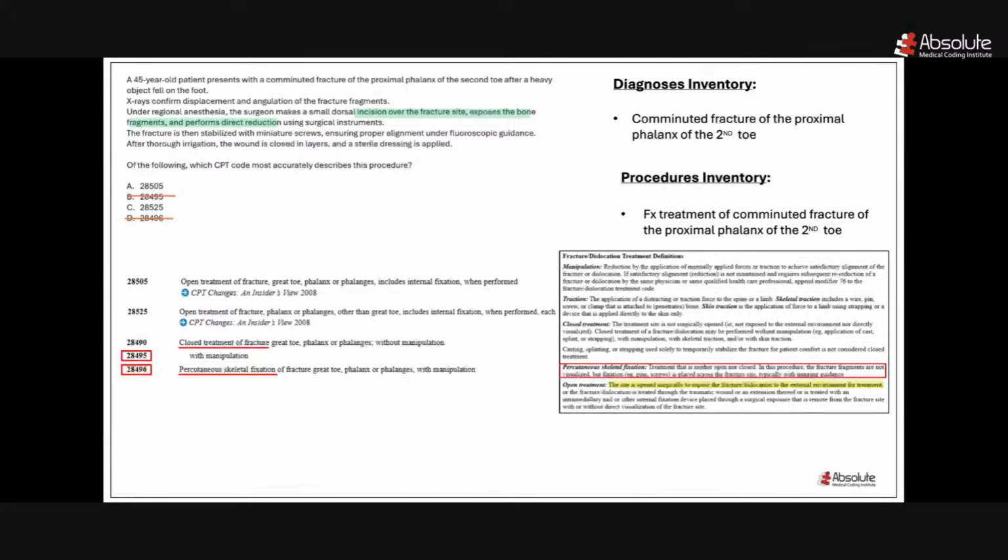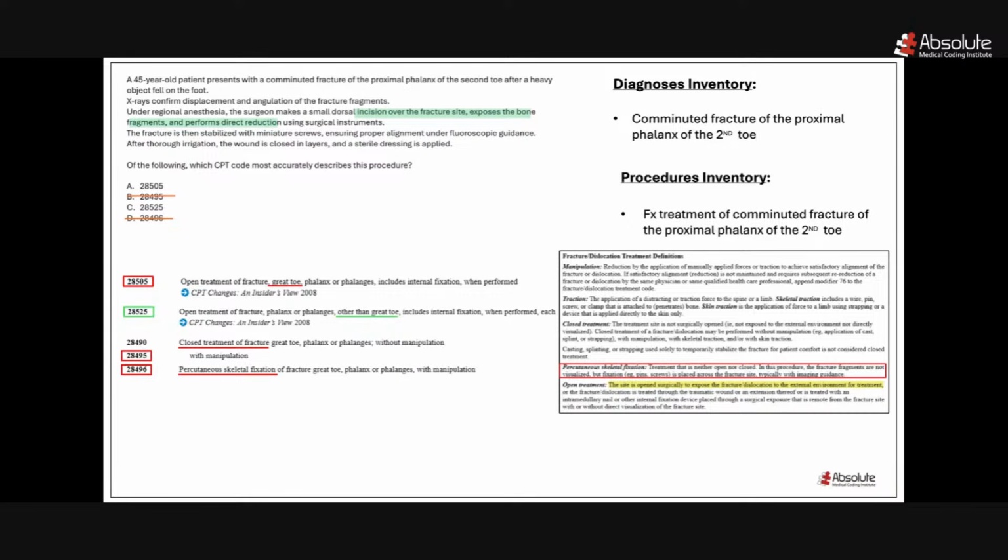So if you carefully read the code language, 28505, which is option A, is coding for an open treatment of the fracture of a greater toe. And 28525 is for an open treatment of a fracture of phalanx or phalanges other than greater toe. I think you all now got where you went wrong.